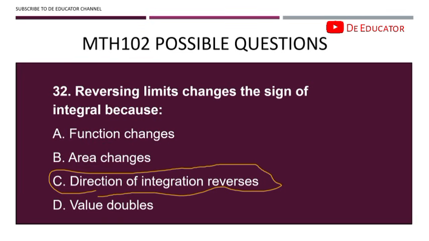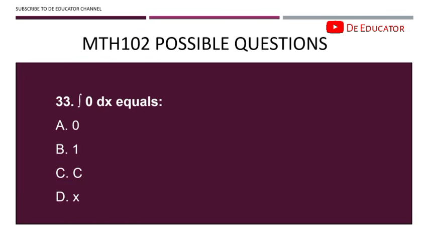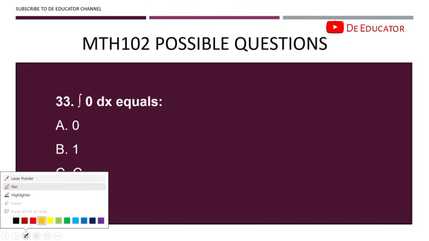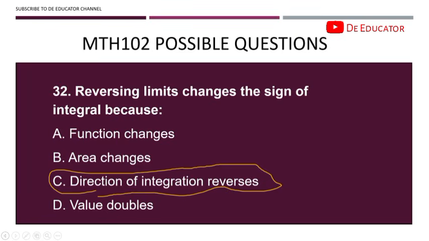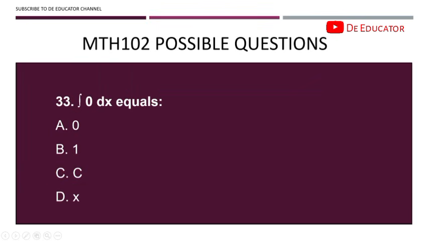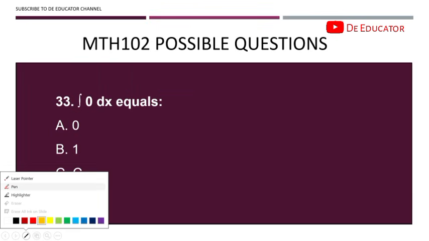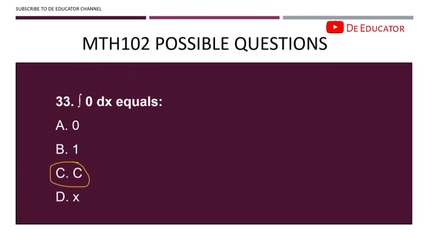The next question, question 33, integrate 0 with respect to x. Remember that if you differentiate something, you will get 0. So what's that thing that if you differentiate, you get 0? C. It's as simple as that. So if we differentiate c, we have 0. The same way, if we integrate 0, we are going to have c. That is just how it is.